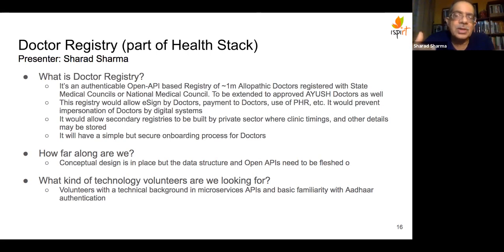So anybody who wants to come and help out here will have an enormous opportunity to learn. And these are national scale kind of registries. What you learn here would be therefore very significant. So if you're familiar with a microservices kind of architecture, you're familiar with Aadhaar authentication, then jump in. This would be an interesting project to volunteer for and take it from the stage that it is in to its final completion. So that is a little bit about Doctor Registry.